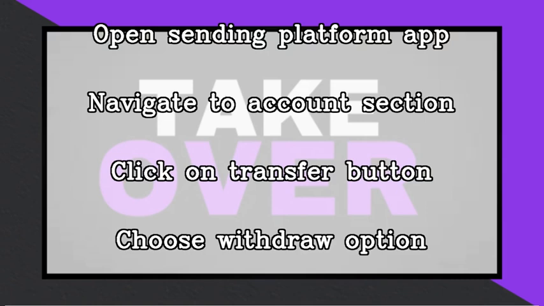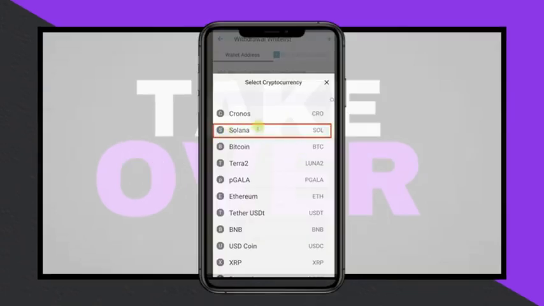You will then be prompted to choose an external wallet, at which point you can add a new wallet address by clicking the link or the plus icon. Select Solana from the list of available cryptocurrencies and choose your network type.